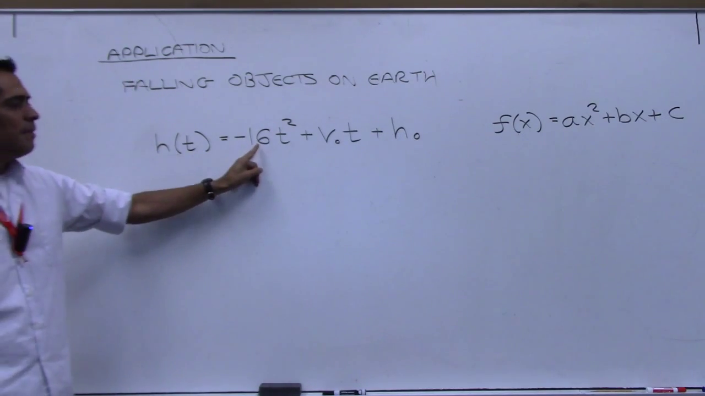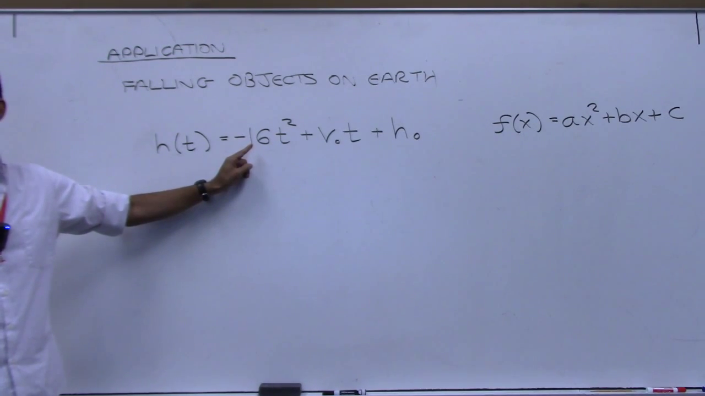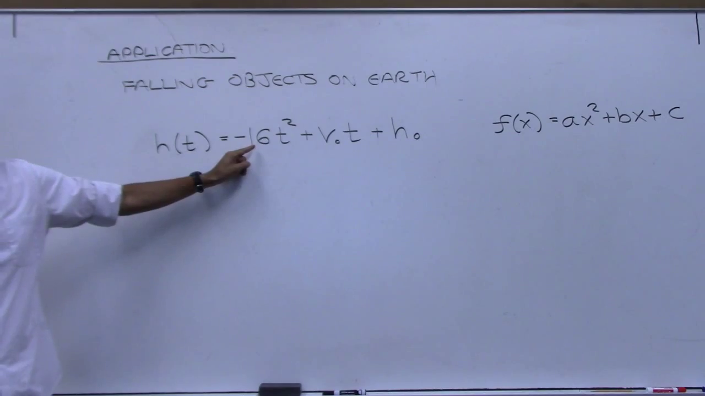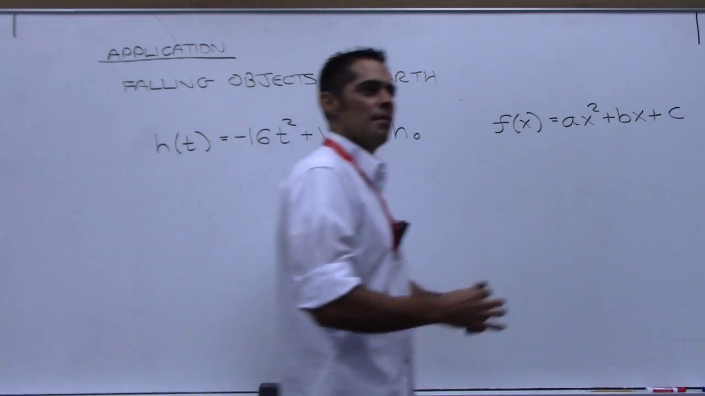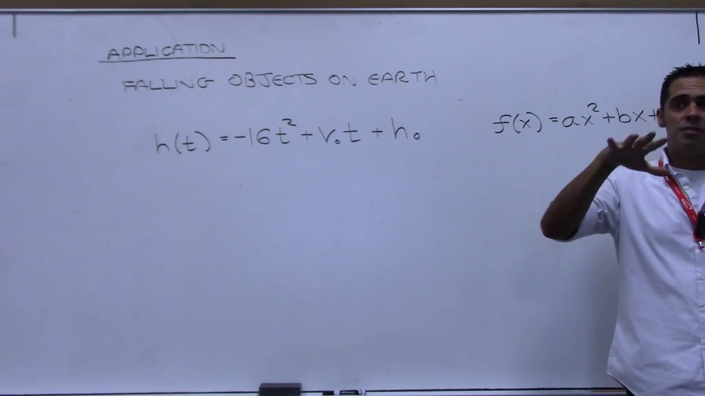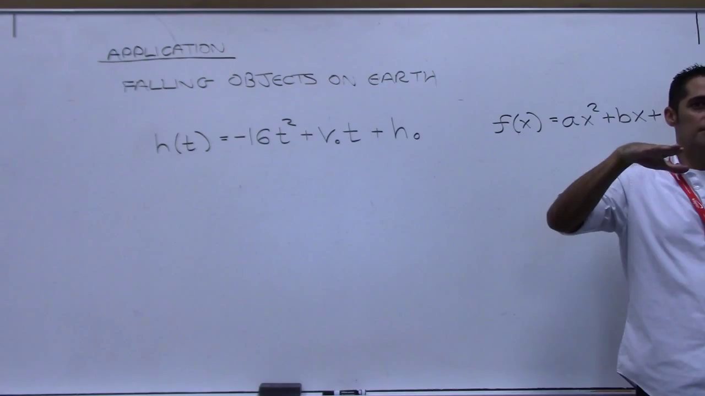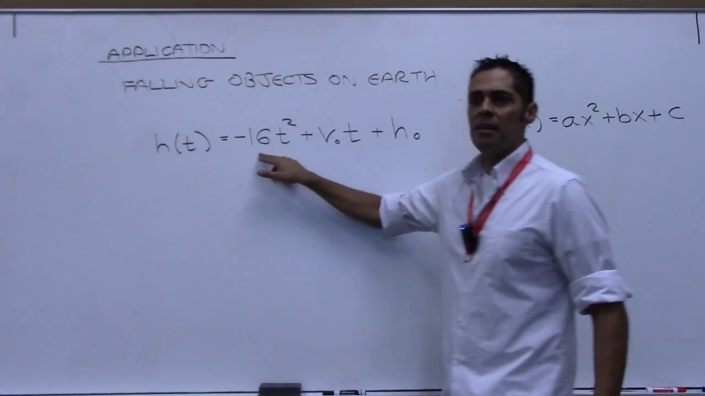And then the number in front of x squared is negative 16. Always. Why? What do you think is dictating that number is always going to be negative 16? There's no air. Yes, there's no air, right? So when I let those go, what's the only thing affecting them? Gravity. And that number is dictated by gravity.